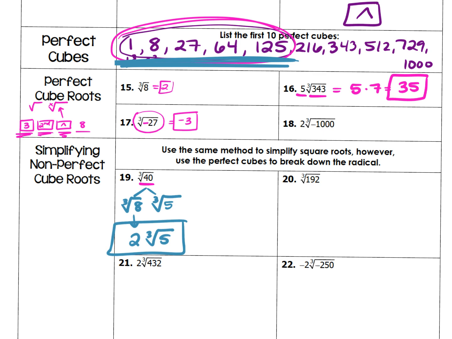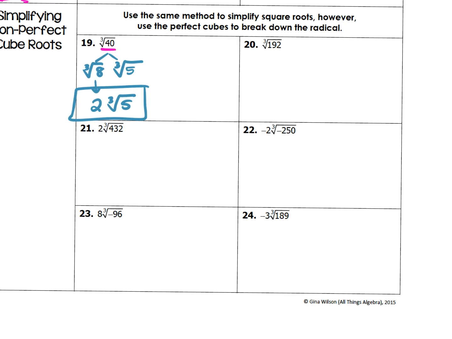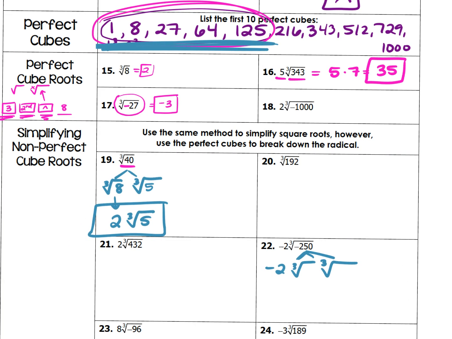Look at number 22. So you have a negative 2, but then we're going to break this down. Is there a perfect cube that 250 is divisible by? So look at your list of numbers up here. Is there one of these that 250 is divisible by? 125. Now, here's the deal.